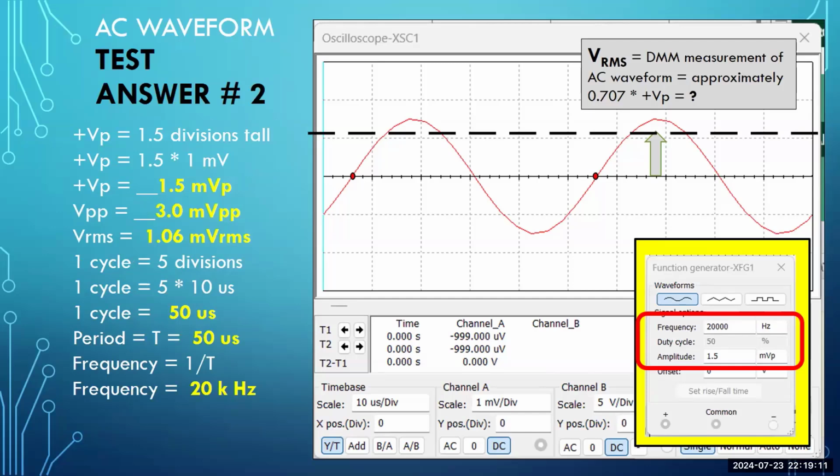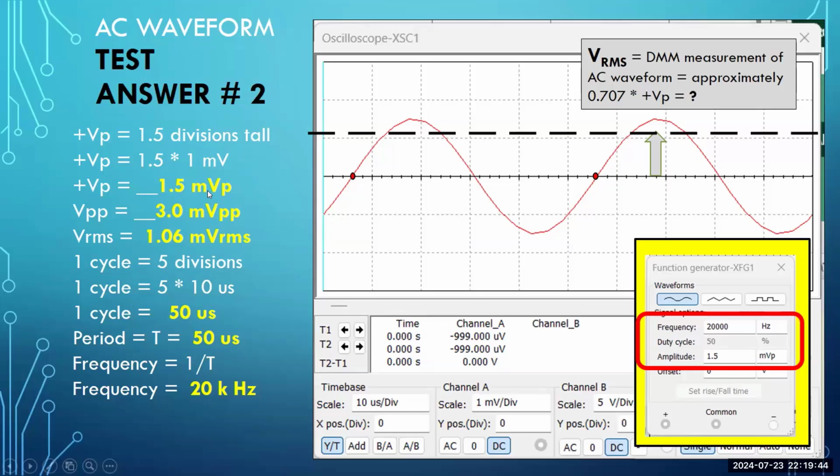All right, so amplitude, pretty straightforward. You look at the channel A scale, and it's given as 1 millivolt for each division. So 1 square is 1 millivolt. Well, how many squares up does it take to reach the peak? It looks like 1.5 squares or 1.5 divisions. So if it is 1.5 divisions tall, and each division is worth 1 millivolt, then 1.5 times 1 millivolt should give you a positive peak of 1.5 millivolt peak.